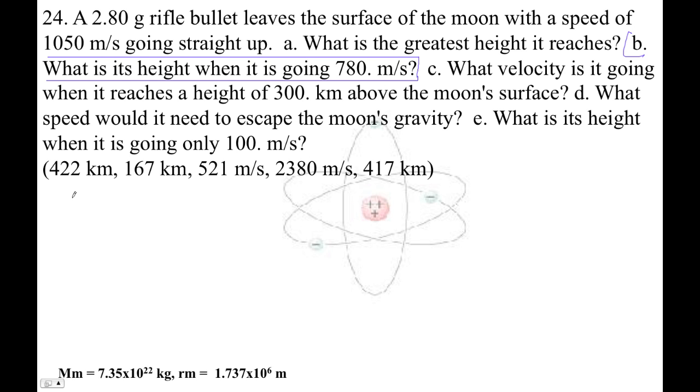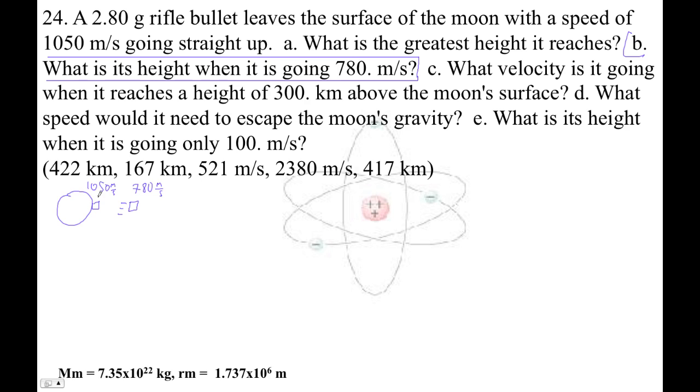So here it is, leaving the surface of the moon at 1,050, right? And then at some height above the surface of the moon, this is of course going to require subtracting the radius of the moon and being clever, right? At some height, it's going to be going 780 meters per second, okay? So let's just set up our equation here, right?